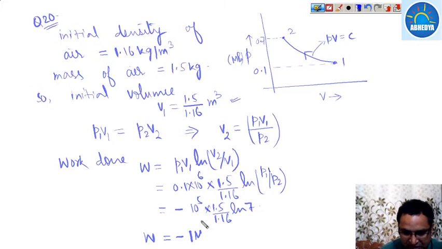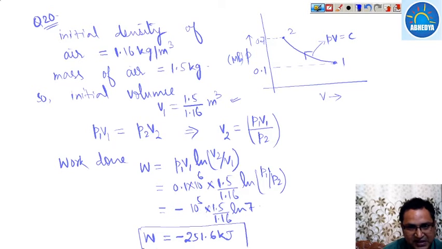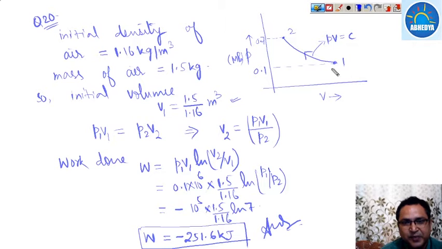Once you calculate this value, sorry, the answer is 251.6 kilojoule. The negative sign shows that this much work is done onto the system. So this was the question. It's a simple question, you only have to use the work done for an isothermal process, P1 V1 ln V2 upon V1, which we have already proved.